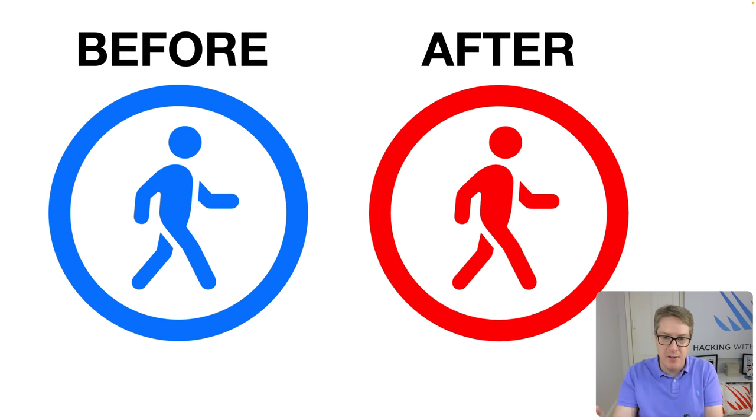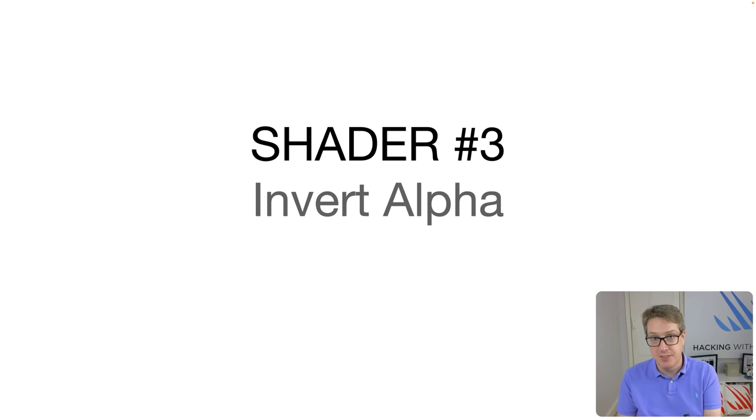It's not a solid square anymore like that. You can see through the bits that were see-through before. The result, of course, is still fairly dull, and that's okay. It's going somewhere, I promise. Let's do two more easy ones. The third one, we'll do an invert alpha shader.